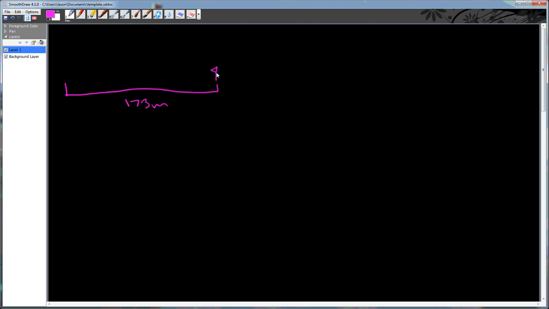Let's get creative, draw our flag, and that's our ball. The ball leaves with a velocity of 40 meters per second at 50 degrees. So I'm going to draw my vector down here: 40 meters per second at 50 degrees.